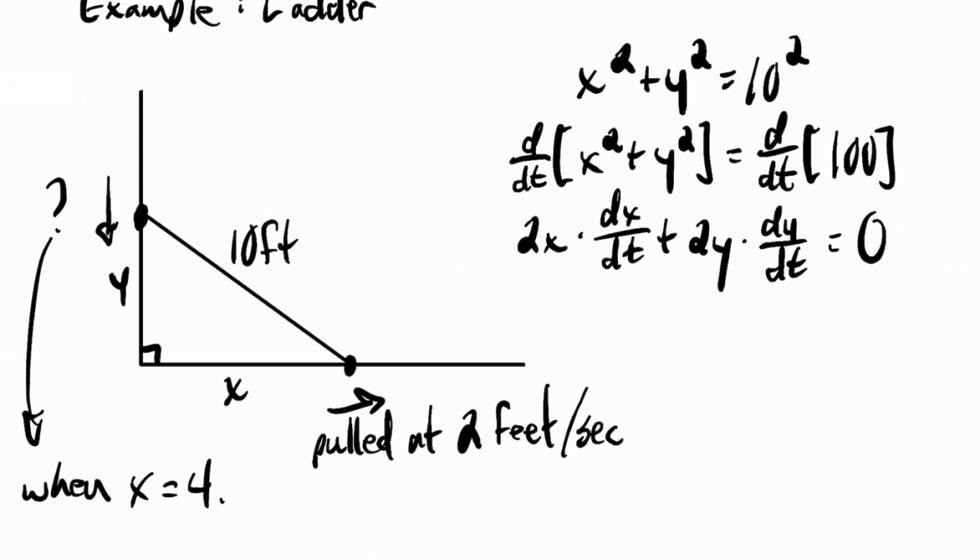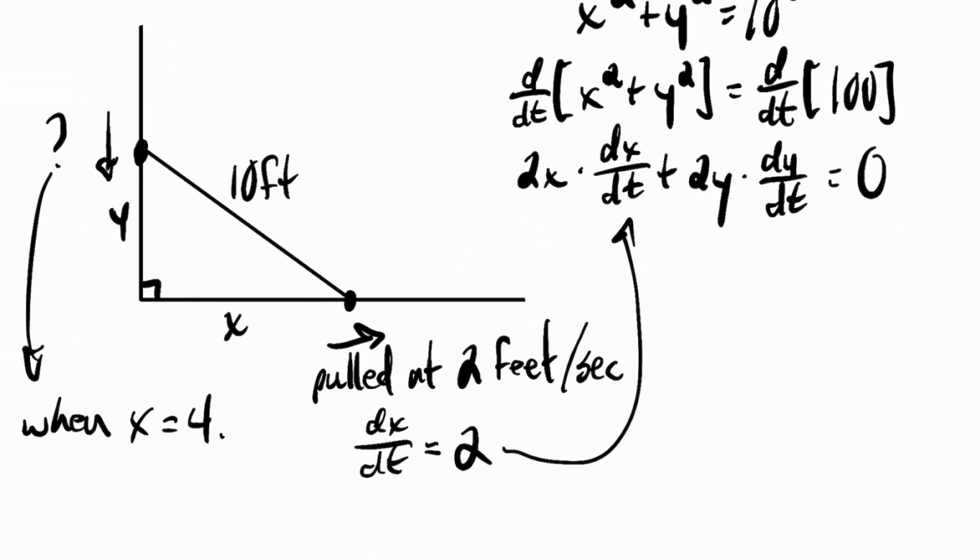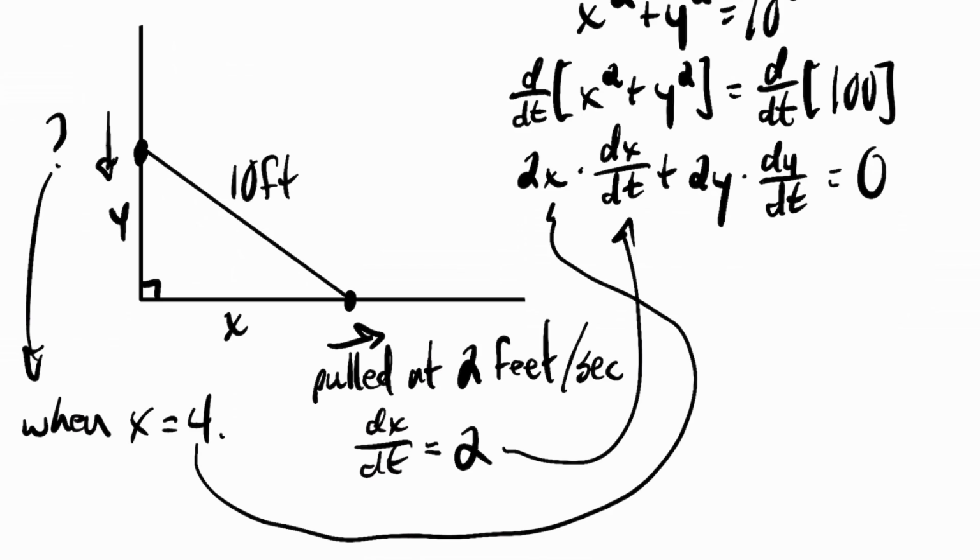So in this part I could have done earlier, I could have said, okay, well, dx/dt, that is equal to 2, okay? Because this distance is growing by 2 feet per second. The base is being pulled away from the wall. So that means this number can plug in there, okay? And this 4, when x is 4, that plugs in there.